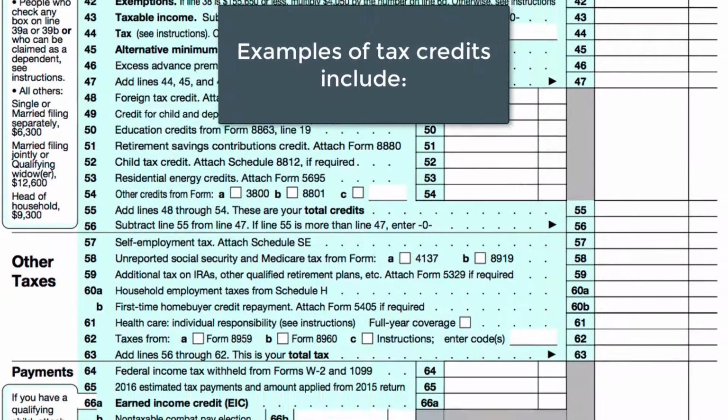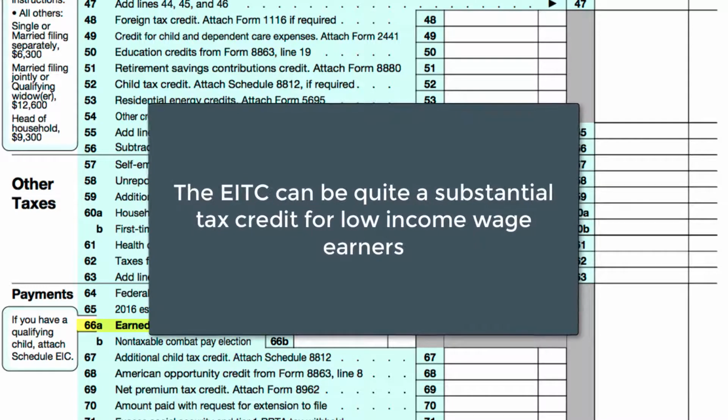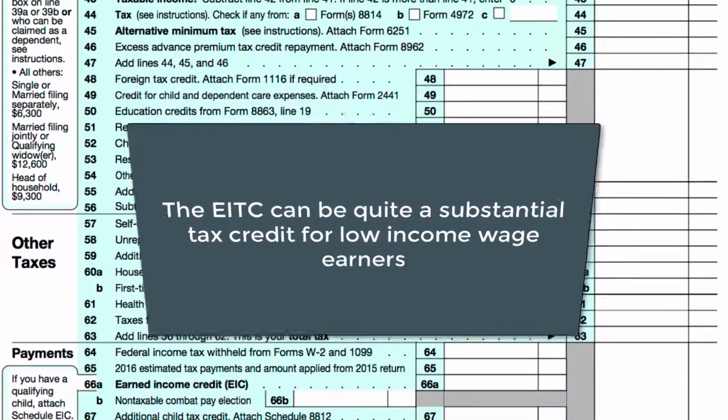Examples of tax credits include the Earned Income Tax Credit. This tax credit is available to taxpayers with relatively low earned income, though the amount of allowed income increases with increasing family sizes. While quite complex to figure out, the Earned Income Tax Credit can be quite a substantial tax credit for low-income wage earners. In fact, it is possible that the amount of the Earned Income Tax Credit will be more than the taxpayer's total tax bill, meaning that the taxpayer ends up paying a negative income tax.